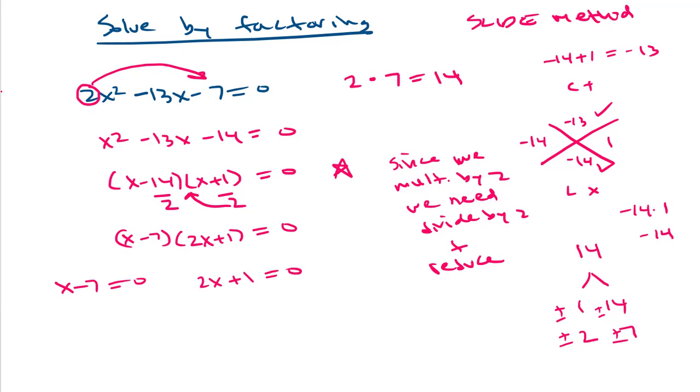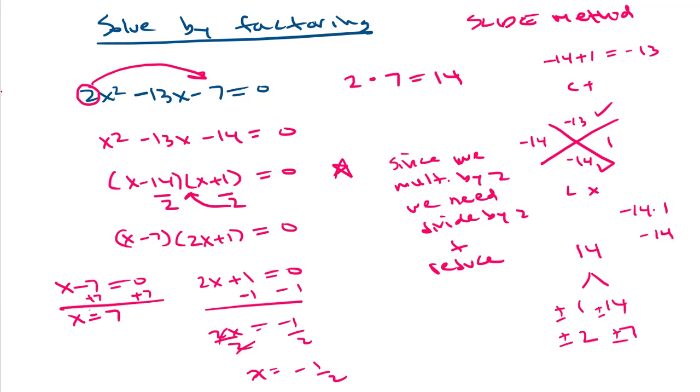So in this case, we'll have x equals 7 because we're going to add 7 on both sides. In this case, we're going to have minus 1, minus 1, 2x equals negative 1, and divide both sides by 2. So x gives me negative 1/2. So again, I just added 7 on both sides there. So those are our answers: x equals 7 and x equals negative 1/2.